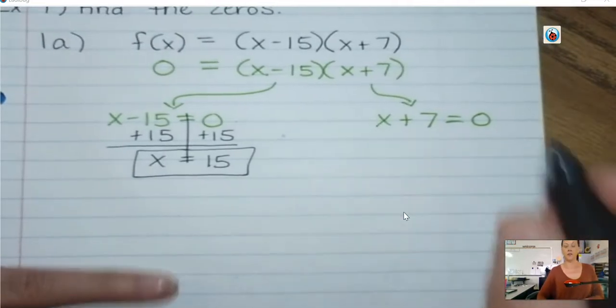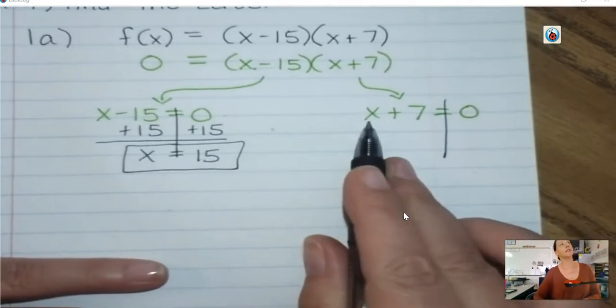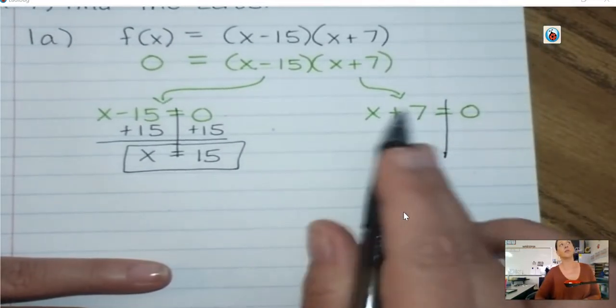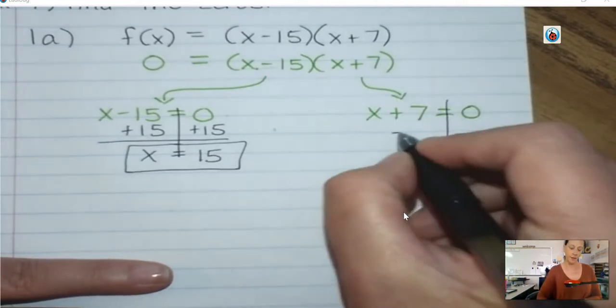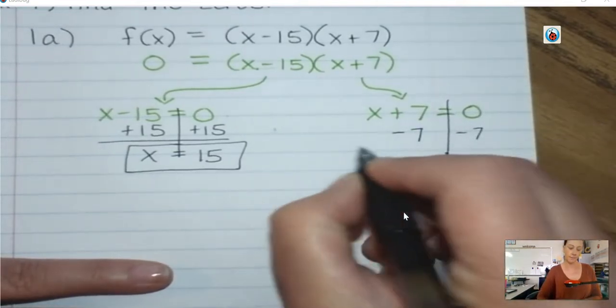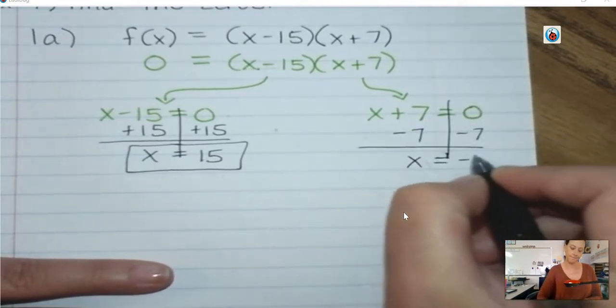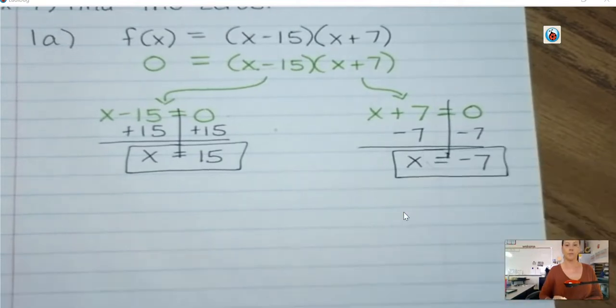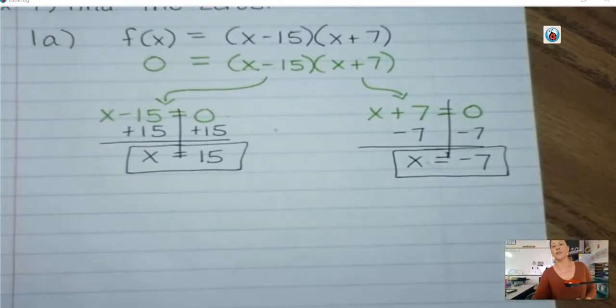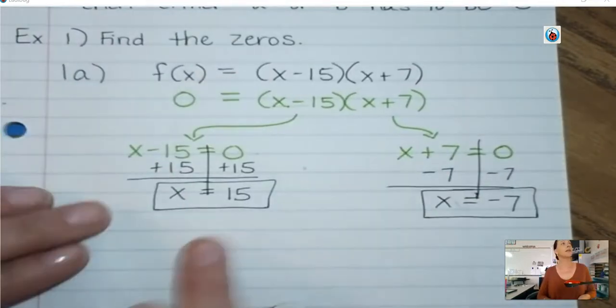And then solve the other equation. Look at the side that has the variable. Get rid of the other term. So to get rid of a positive 7, we subtract 7. So x is 15 or x is negative 7. And what that just means is those are the zeros.